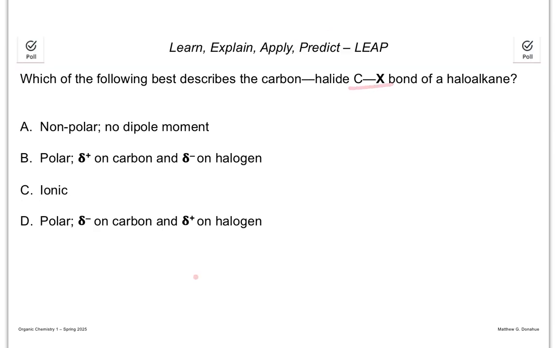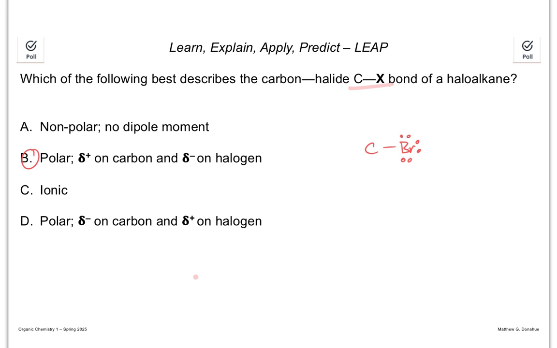So let's consider a CX bond. So I'll just draw out that bromine. Just the CX bond itself, nothing else attached to the C. That can be whatever. So which of the following answers best describes the nature of that bond? So B, it's a polarized bond.